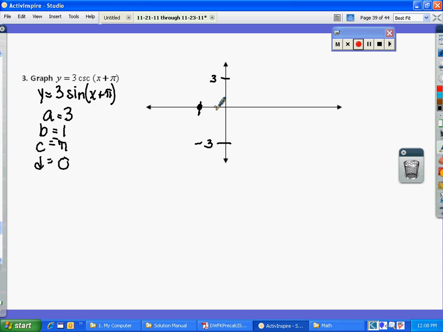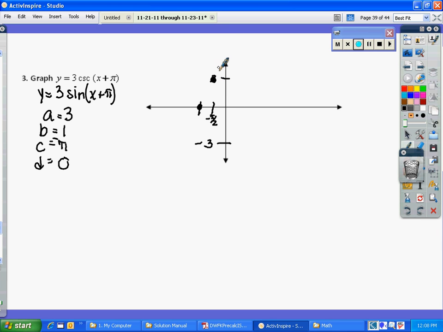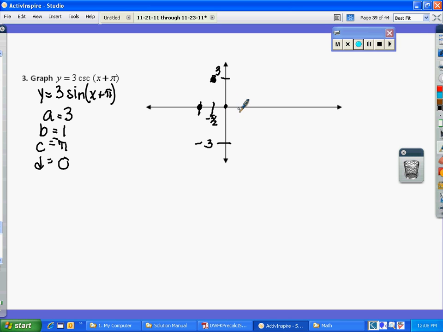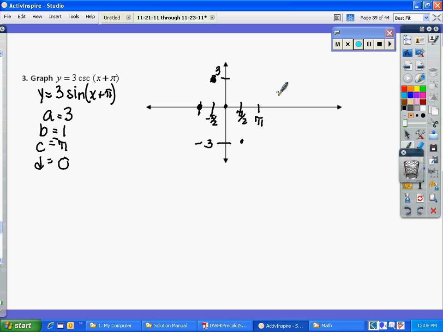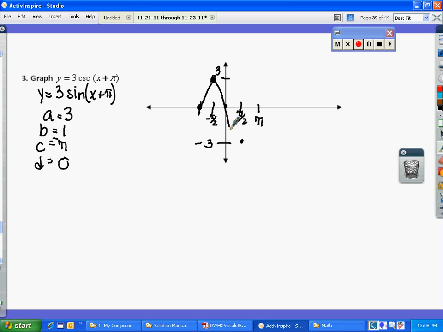Now, from there, it doesn't have a vertical shrink or stretch, so I know at negative pi over 2, it's going to go up to 3. Right there at 3. And then it's going to come back down here. And then at positive pi over 2, it's going to go down, and then back up at pi. So again, my graph is going to have a smooth curve. And you do want to try and repeat a couple more cycles here to the left and right. So now it's going to go back up, come down, and it's going to continue that pattern of up, back to the middle, down, back up, etc.